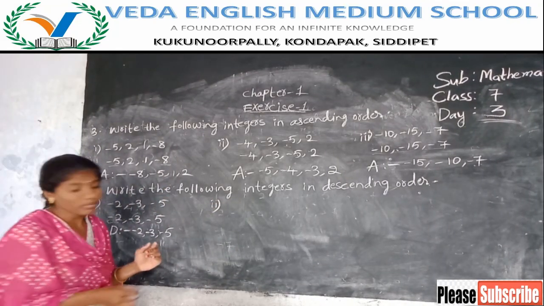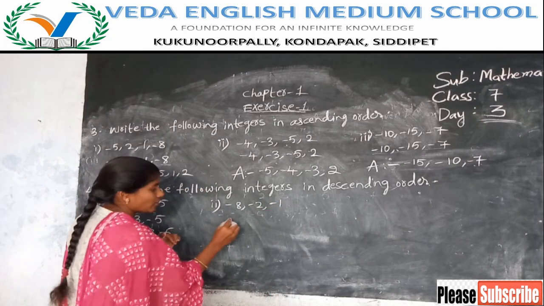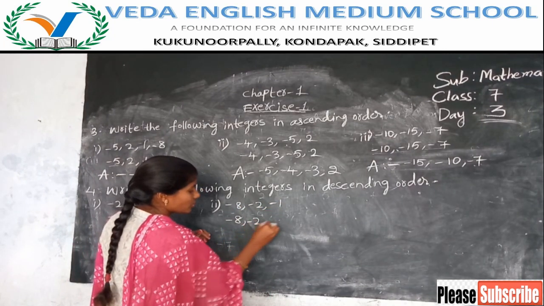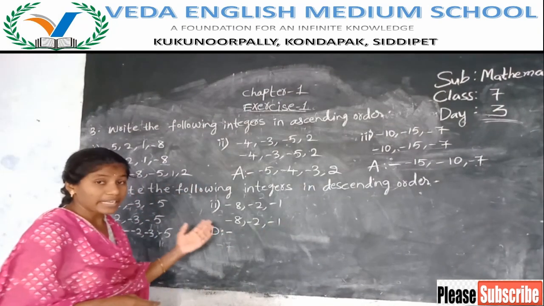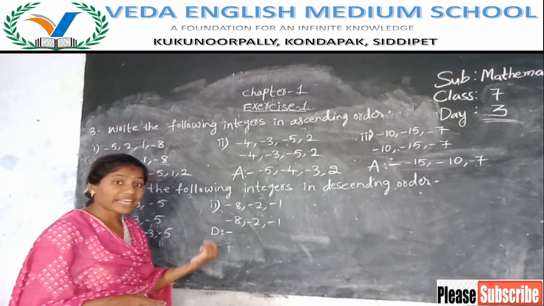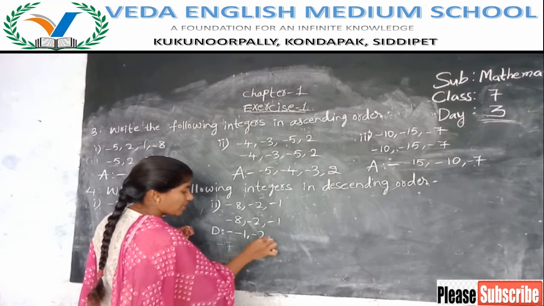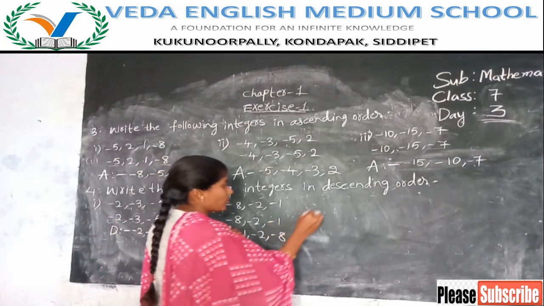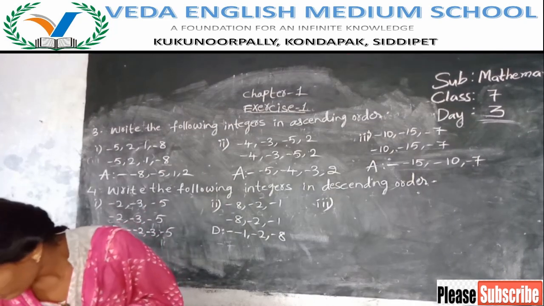-8, -2, -1. We have to arrange these numbers from bigger to smaller, descending order, greatest to smallest. In negative numbers, smaller number becomes greater, and greater number becomes smaller. Now, third one.